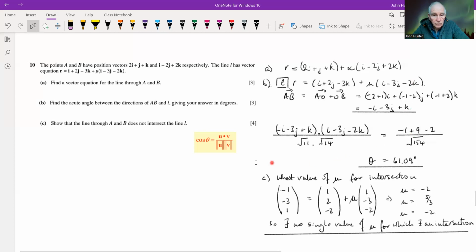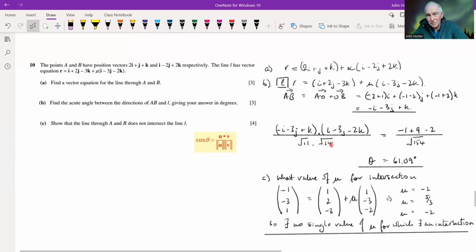So what we're looking for here is using this little formula, which gives us the cosine of the angle. What we want is the dot product of those two vectors divided by the product of the moduli of them, which is the i squared component plus the j squared component plus the k squared component. So that's the dot product there, and we're multiplying -1 by 1, -3 by -3, and 1 by -2, and I'm summing those. This is the length of that first vector, and this is the length of that.